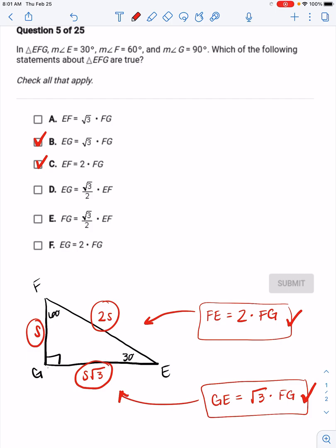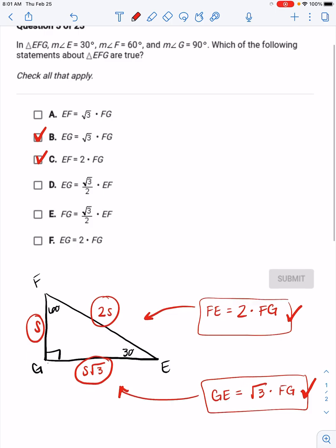Now we can also go backwards, because we have to check the other ones. The first one says EF, that would be this side, the hypotenuse, equals radical 3 times FG. That is not correct. That would be times the shorter leg. We already have one for that. Okay. D says EG equals radical 3 over 2 times EF. So we have to figure out if that would be correct.